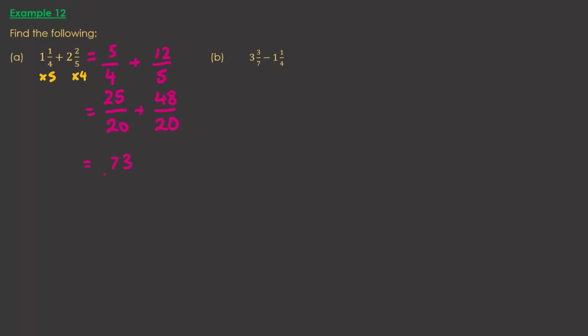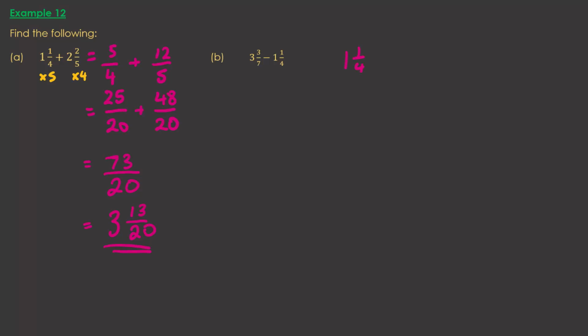That gives me 73/20. 20 goes into 73 3 whole times, and 3 times 20 is 60, giving me a remainder of 13. So I've got 3 13/20. Now what's the alternative?